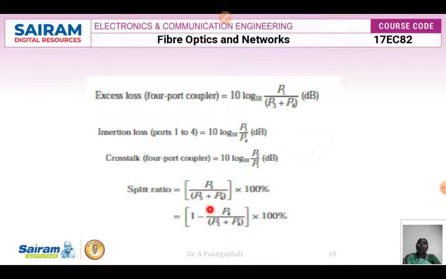The excess loss in the 4-port coupler is 10 log to the base 10 of P1 by P3 plus P4 decibels. The insertion loss for ports 1 to 4 is 10 log to the base 10 of P1 by P4 decibels. Crosstalk that occurs in the 4-port coupler is given by 10 log to the base 10 of P2 by P1 in decibels. The split ratio, how the power is split, is P3 divided by P3 plus P4 into 100%, or I can write it as 1 minus P4 divided by P3 plus P4 into 100%. These are the different losses that occur in couplers.